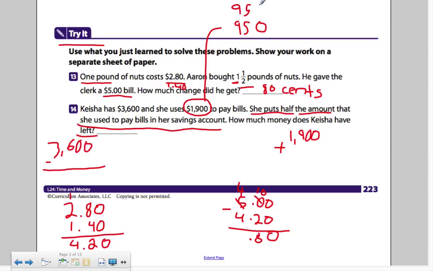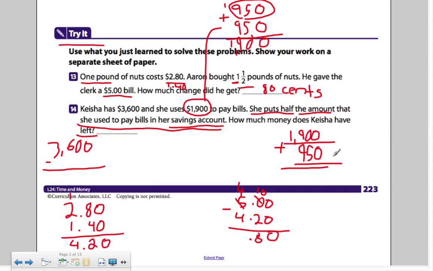It doesn't hurt to guess and check, guys. 0 plus 0 is 0. 5 plus 5 is 10, carry the 1. 1 plus 9 is 10. Plus 9 again is 1,900. And that's what we want it to be. So half of 1,900 really is 950. So this is what she's doing. She's spending 1,900. She's putting 950, half of that amount, into a savings account. And then they want to know how much is left.